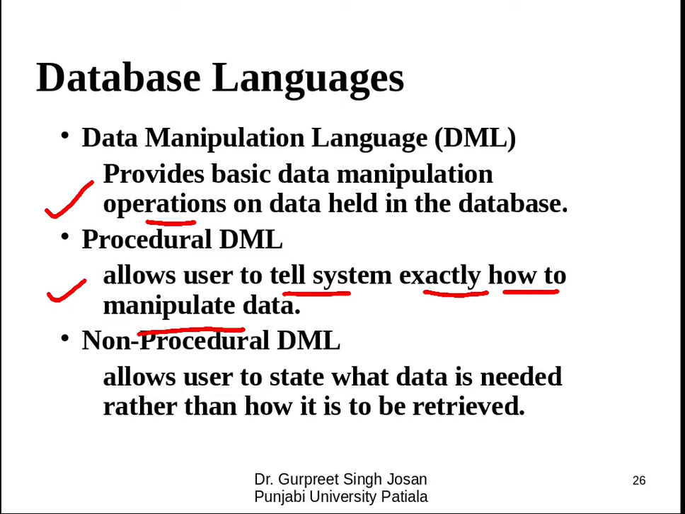Another kind of DML is non-procedural DML, which allows the user to state what data is needed rather than how it is to be retrieved. So in this case we tell the system that we need that particular data. Now it is the responsibility of the system to extract that data from the database and return it to the end user. Accordingly we have two kinds of languages, procedural and non-procedural. In procedural DML we have to tell the system step by step how to retrieve the data, but in non-procedural DML we only tell the system what data is needed, and how it will be retrieved is the responsibility of the database management system.